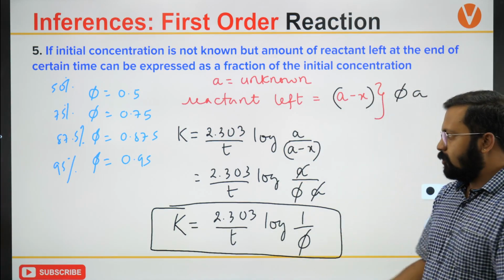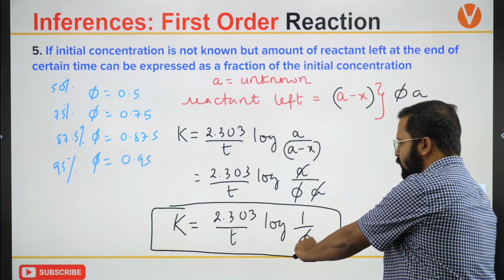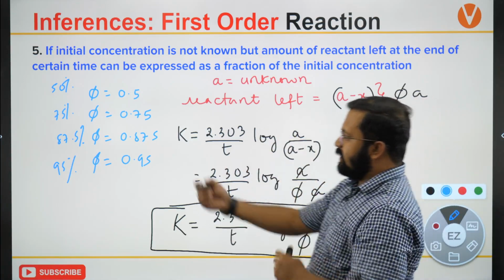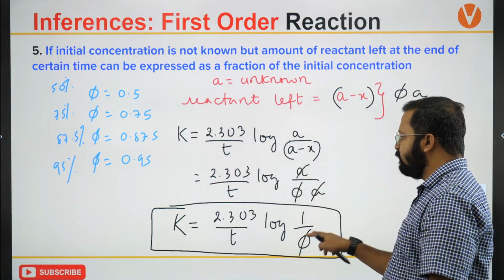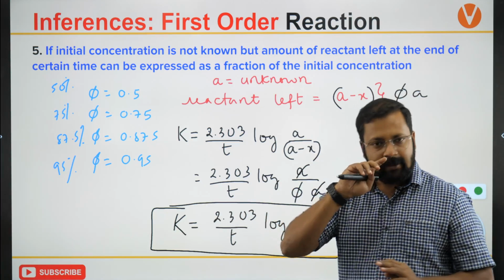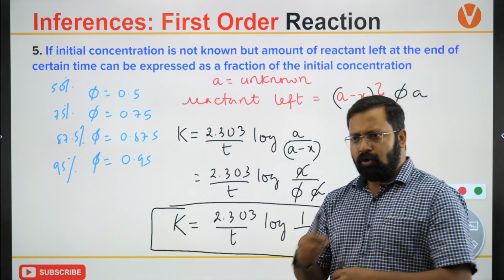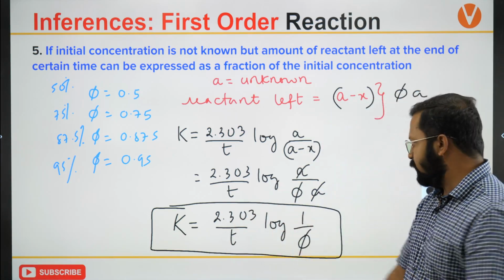Okay, so if it is 50% reaction, that means half-life, you put the value as 0.5 and you get an expression for K. If it is 75%, you put the value of phi as 0.75 and you get the value of K. Okay, you get an expression for K. Clear? So we will move ahead from here. This expression is pretty simple.